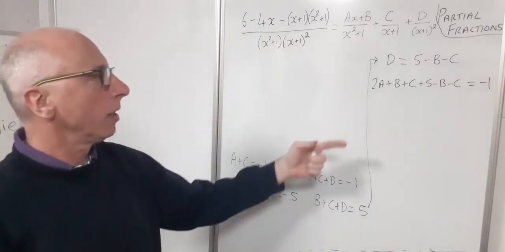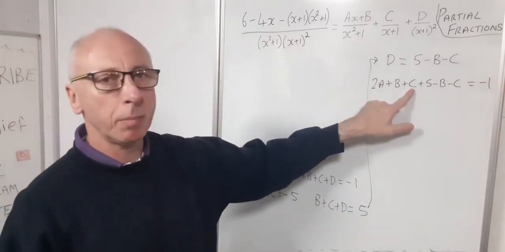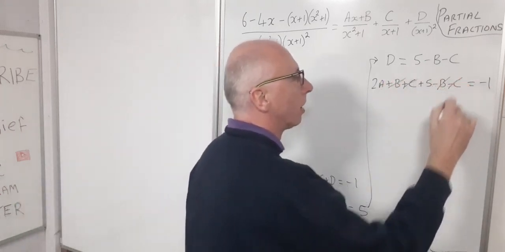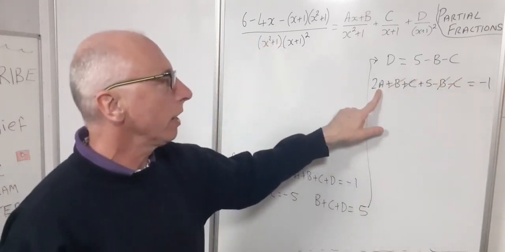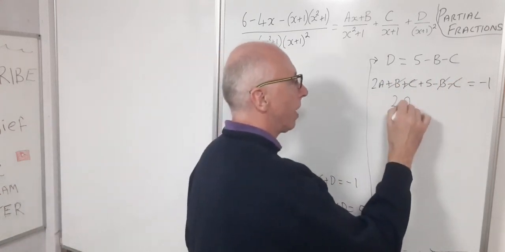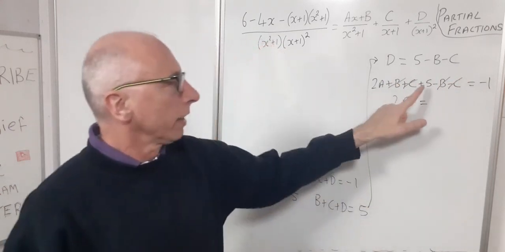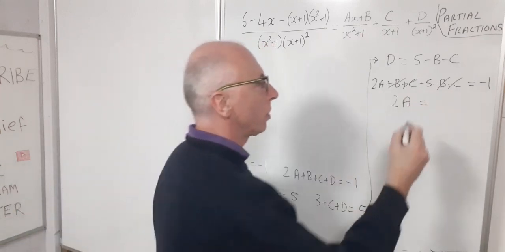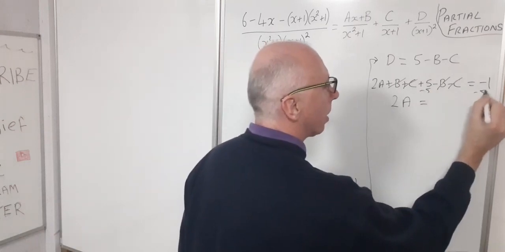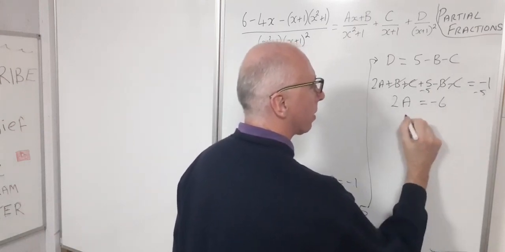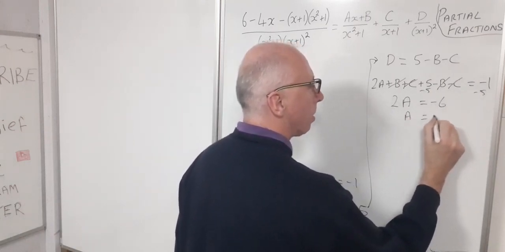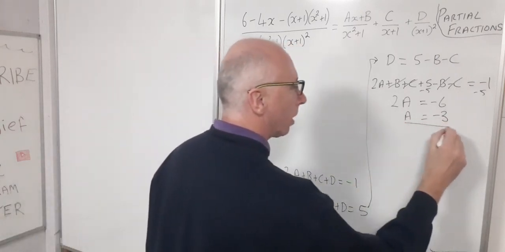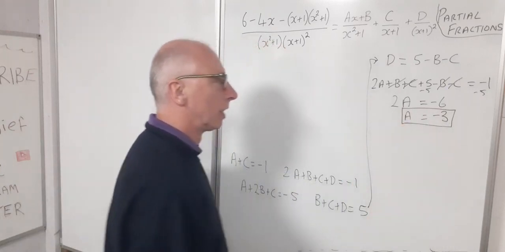Okay, so now I can see I've got a b and a c positive and a b and a c negative. These will cancel out, and now I'm left with 2a. Get this 5 on the other side, I'll have -1 minus 5. So if I subtract 5 from both sides, 2a equals -6. So therefore a would equal -3. So that's one coefficient I can already see that I have.